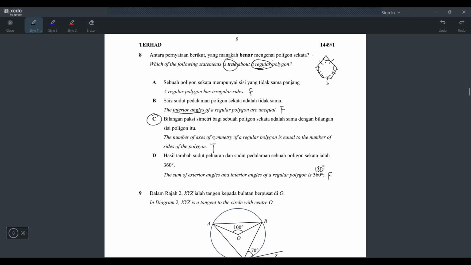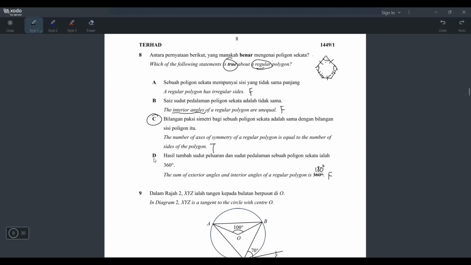So for example, if it's a polygon and it's regular, okay, means all the pentagon has all 5 sides the same, then it will have 5 axes of symmetry. But what if it's a regular hexagon? Hexagon means 6 sides, right? So 6 sides, 1, 2, 3, 4, 5, 6. And if it's regular, regular means all sama panjang, it will have 6 axes of symmetry. So this is true. Okay, this is true.